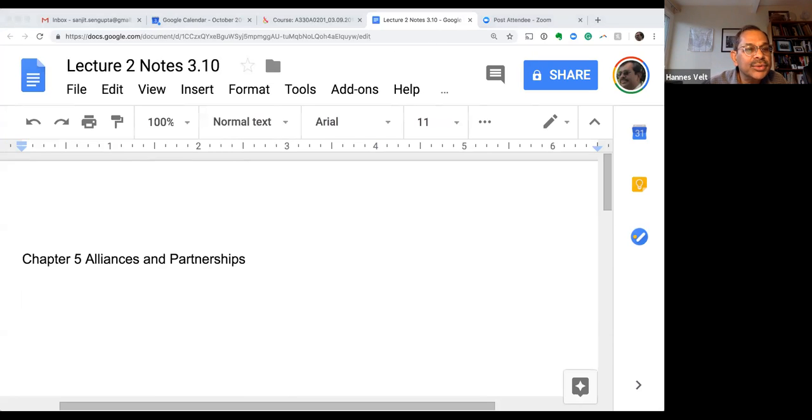So let's go over the basic framework of types of alliances and partnerships. I'm hoping you can see this visual. It has a diagram, types of partnerships, and this can motivate you to focus on the topic. So let's say you're the focal firm in the center there.